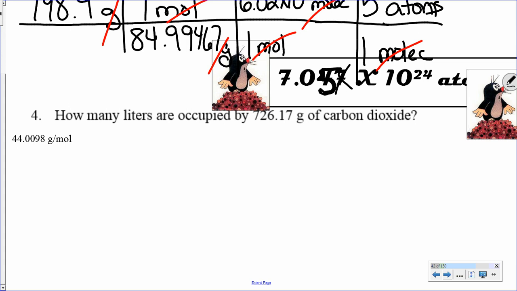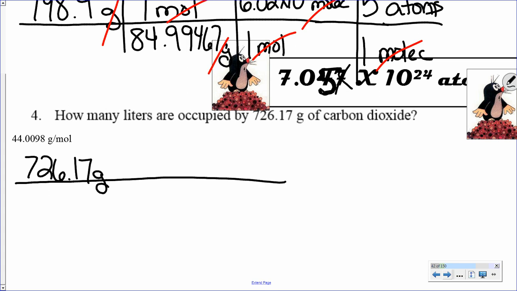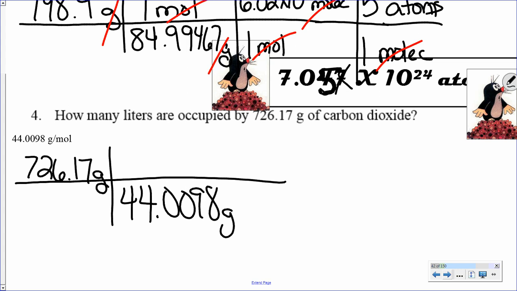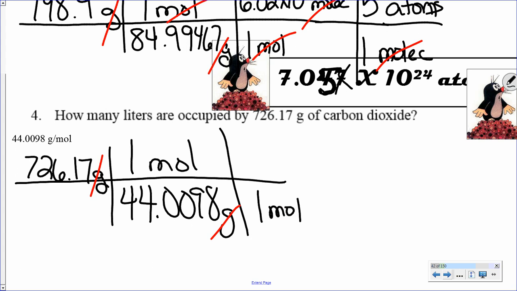How many liters are occupied by 726.17 grams of carbon dioxide? So we're going to start with our 726.17 grams. And we're going to first turn this into moles. So I did the gram formula mass already. 44.0098 grams is 1 mole of carbon dioxide. Cancel out our grams. Moles are easily taken into liters by doing 1 mole on the bottom and 22.4 liters on top.